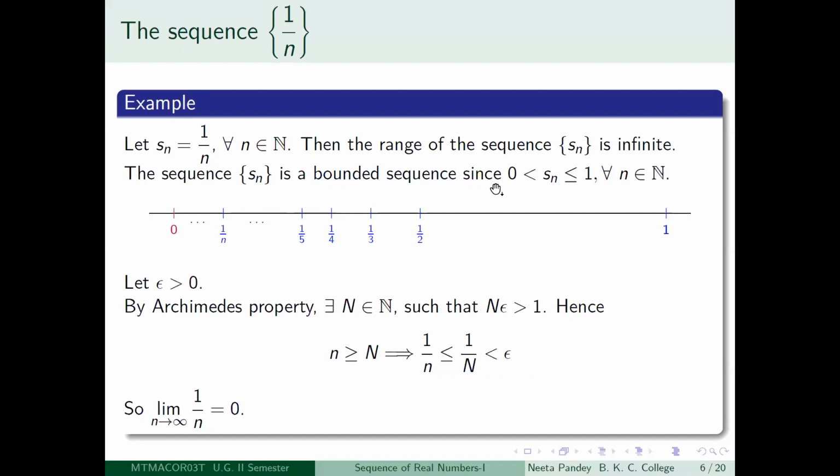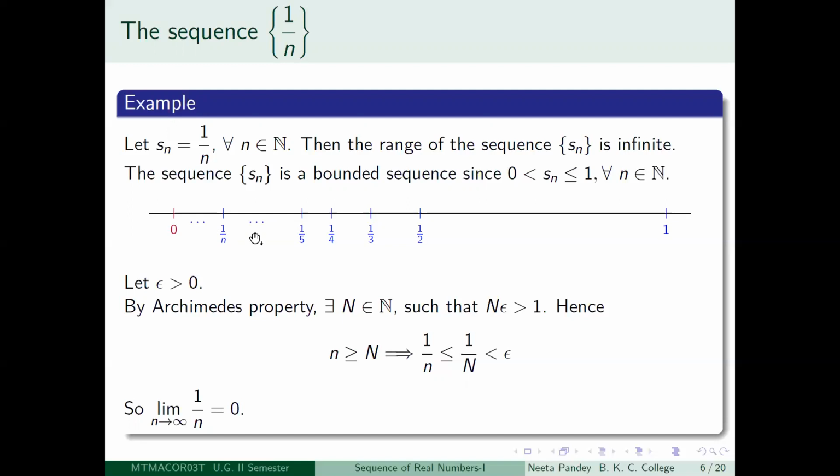If you put n equal to 1, then you will get 1, right? 1 by 1. If you put n equal to 2, you will get half. Then you will get 1/3, 1 by 3. Then S4 is 1 by 4. S5 is 1 by 5, and so on. Sn is 1 by n, the general nth term, and so on.